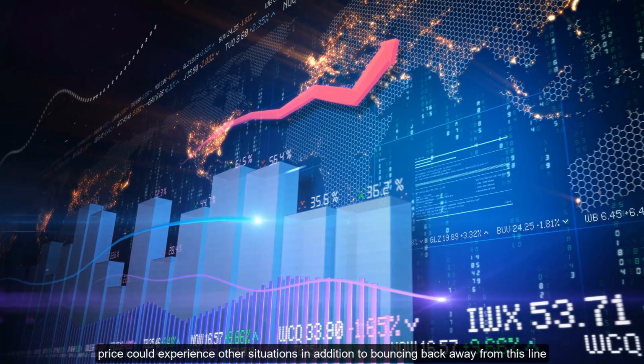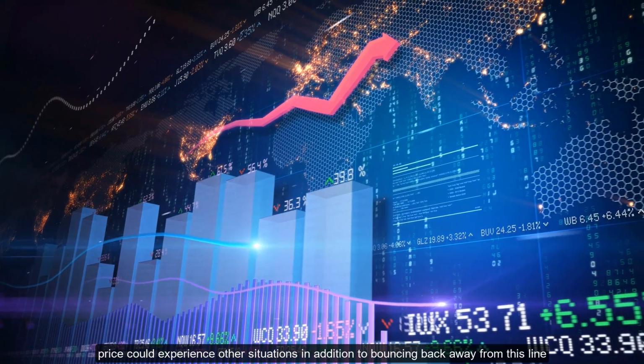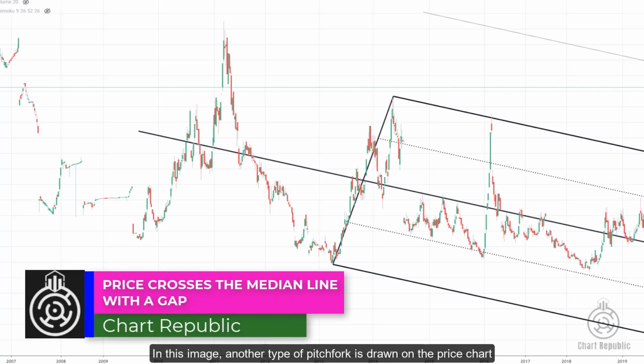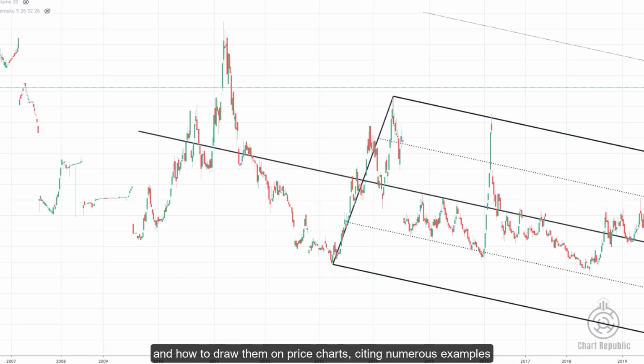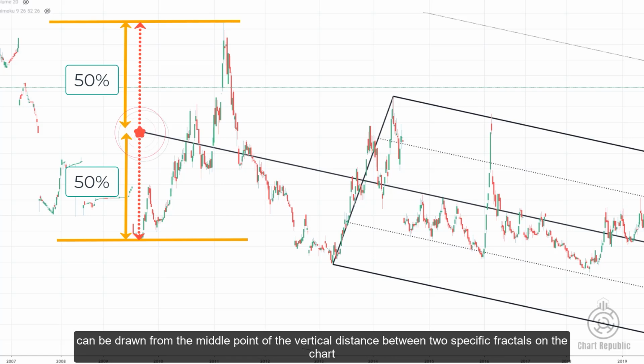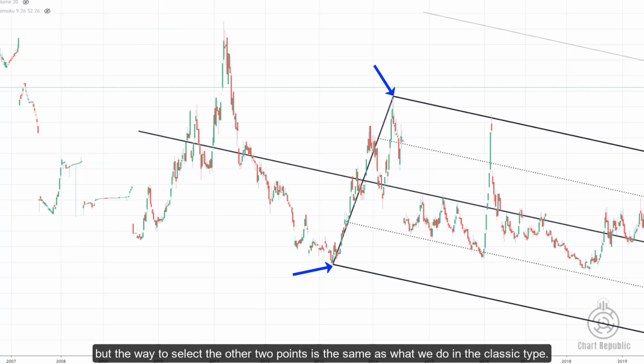could encounter various scenarios beyond simply bouncing back from this line. In this example, another type of pitchfork is depicted on the price chart. This differs slightly from the classic pitchfork that utilizes a fractal as the base point. For a quick overview, the base point of this pitchfork can be identified from the midpoint of the vertical distance between 2 specific fractals on the chart. Nonetheless, the method for selecting the other 2 points remains the same as in the classic pitchfork.